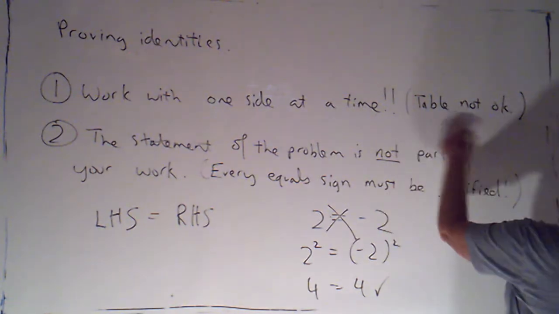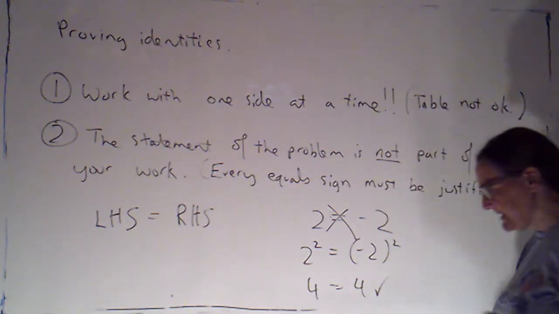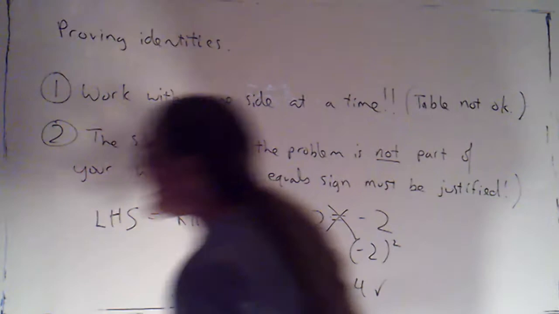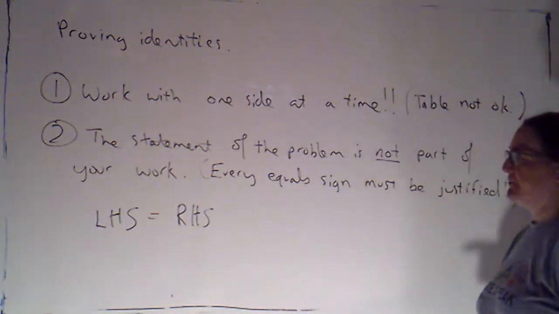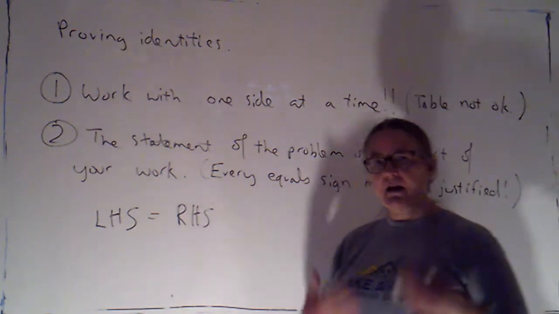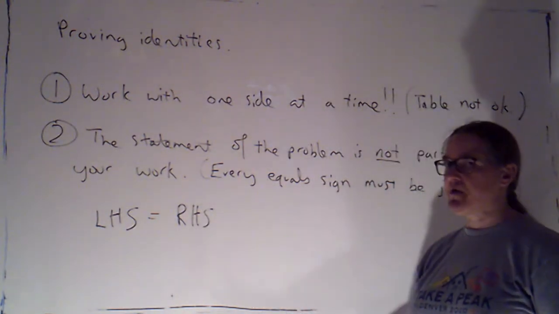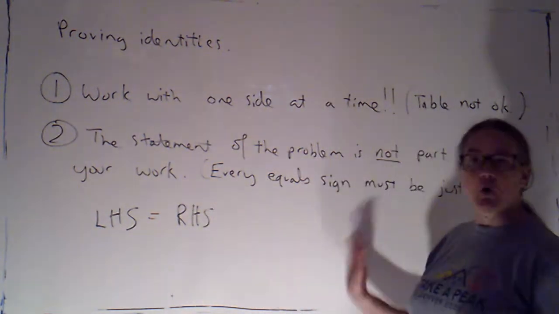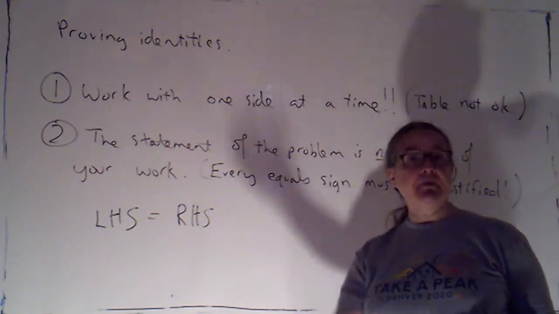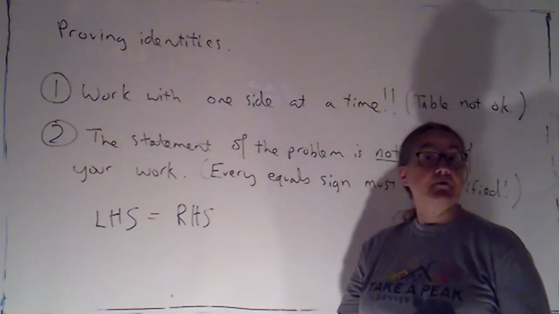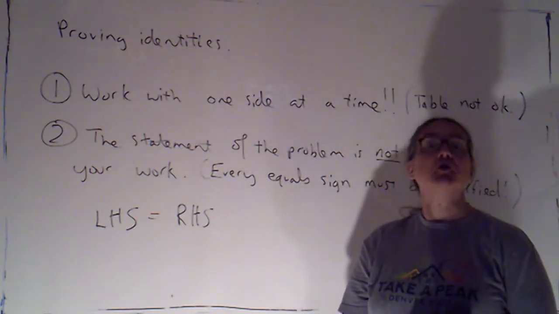Now, I have this parenthetical expression here that a table is not okay. I want you to be writing up a formal mathematical proof. So if you're working with one side at a time, there are two ways that you can do that. One is you can just pick the more complicated side, start with that and simplify. And if you can simplify it all the way until you arrive at the other side, fantastic, you're done.